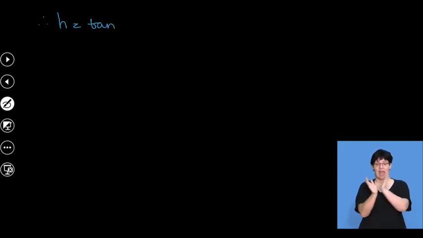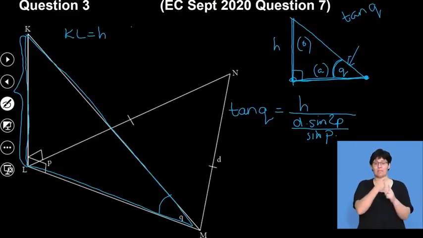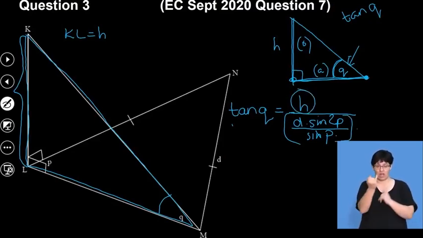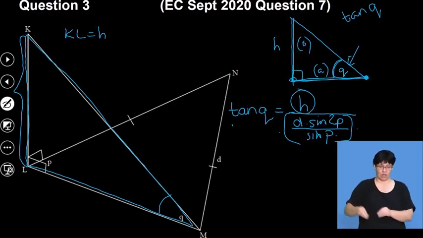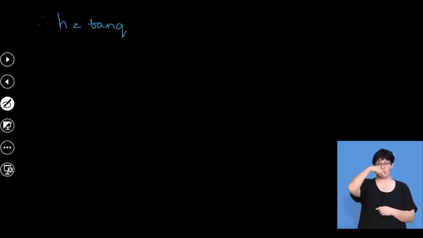So we know that therefore H is equal to tan of angle Q times, and the reason we're multiplying is if we go back, we need to multiply both sides of the equation by this denominator. And that way we're going to isolate the H and we're going to bring this over to the other side. Okay, so we have tan of Q times D times sine of 2P all over sine of P.